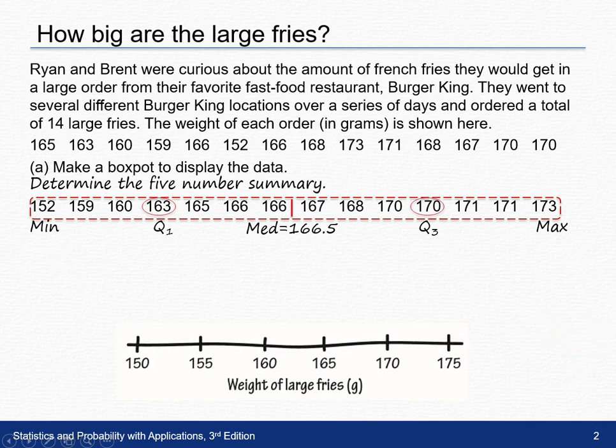Now what I want to do is begin to create the box plot. So I'm going to begin by creating a box using the values of Q1 and Q3, 163 and 170, and then I'm going to add a vertical line at the median of 166.5.